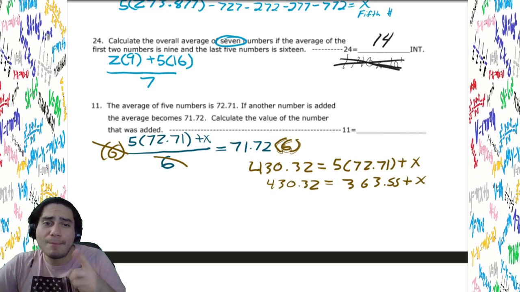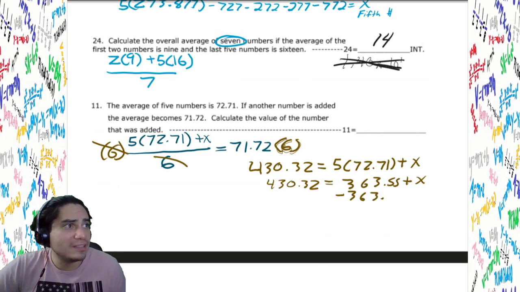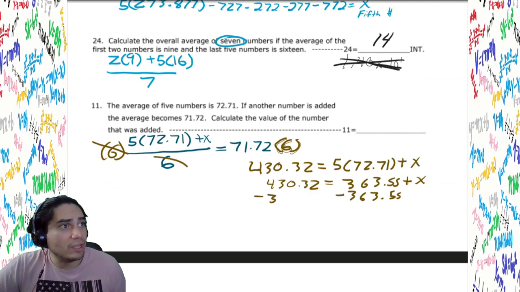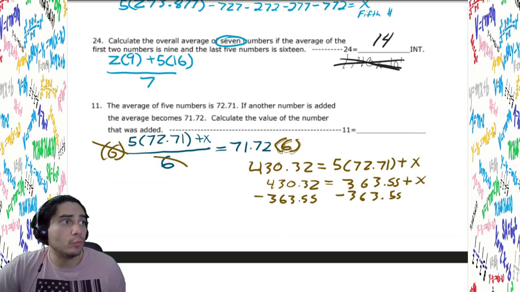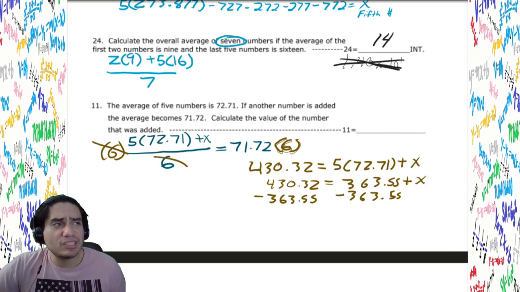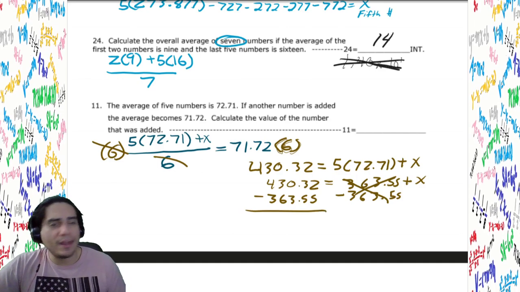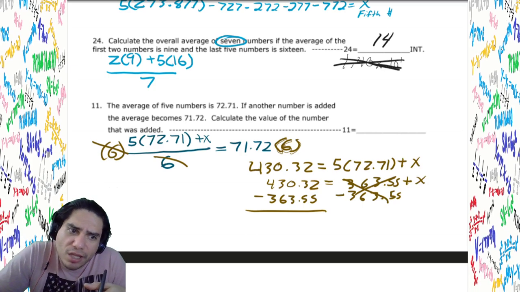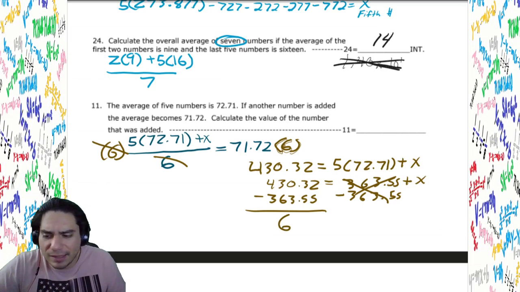So last step here, ladies and gentlemen, we're going to subtract both sides by 363.55. Whatever you do on the left, you best do on the right. Guess what happens on the left side? They cancel out. So now we got ourselves 430. Now look, my calculator still has numbers there, so all we gotta do is hit subtract.